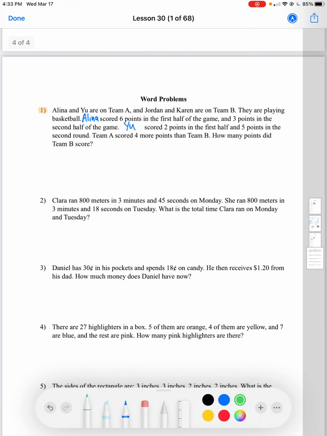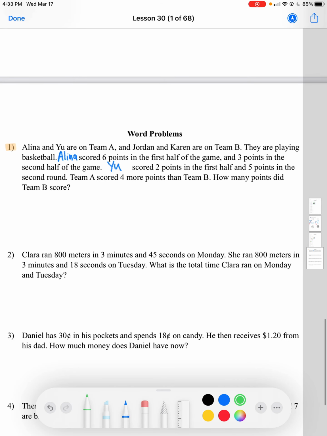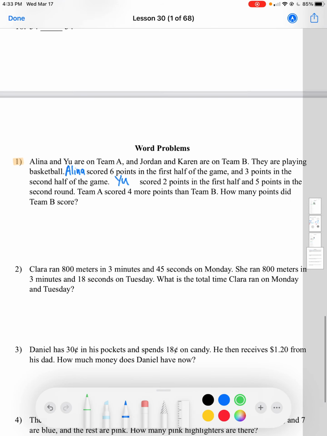And lastly, let's go over word problems. Number 1, it says Alina and you are on team A and Jordan and Karen are on team B. They're playing basketball. Alina scored 6 points in the first half of the game and 3 points in the second half. You scored 2 points in the first half and 5 points in the second. Team A scored 4 more points than Team B. How many points did Team B score?